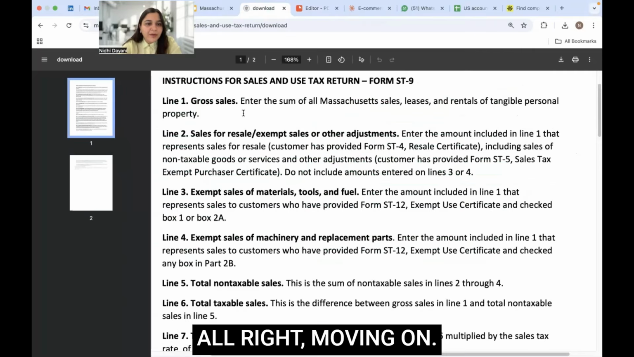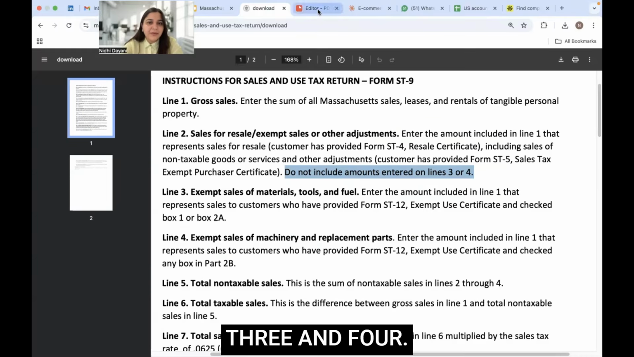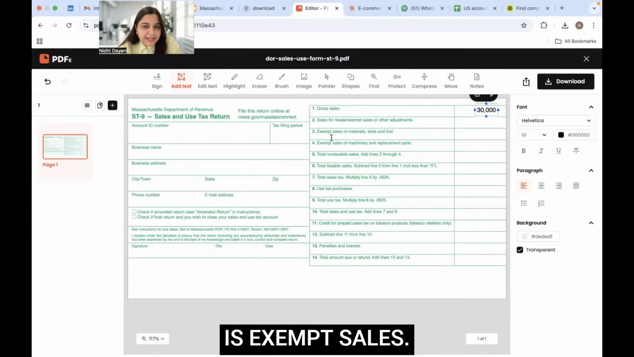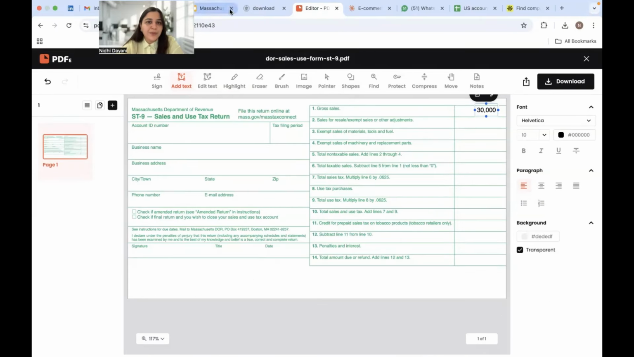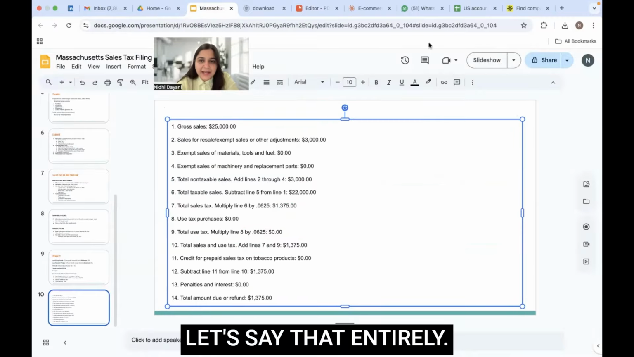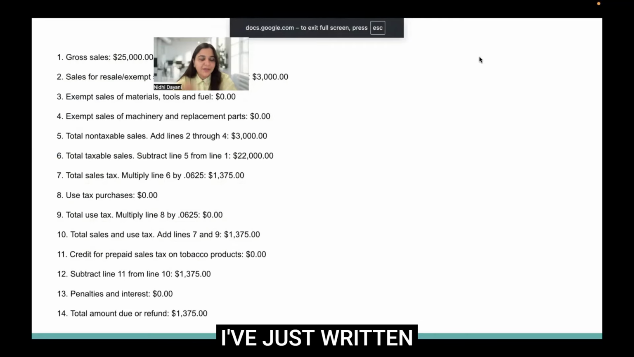All right. Moving on, the sales for resale and exempt sales also. So here you have to enter the amount which is included in line 1 that represents the resales as well. And we don't have to include lines 3 and 4. Lines 3 and 4 are exempt sales. All right. So let's say that entirely these are the entries. I've just written it down in the PPT for your reference.